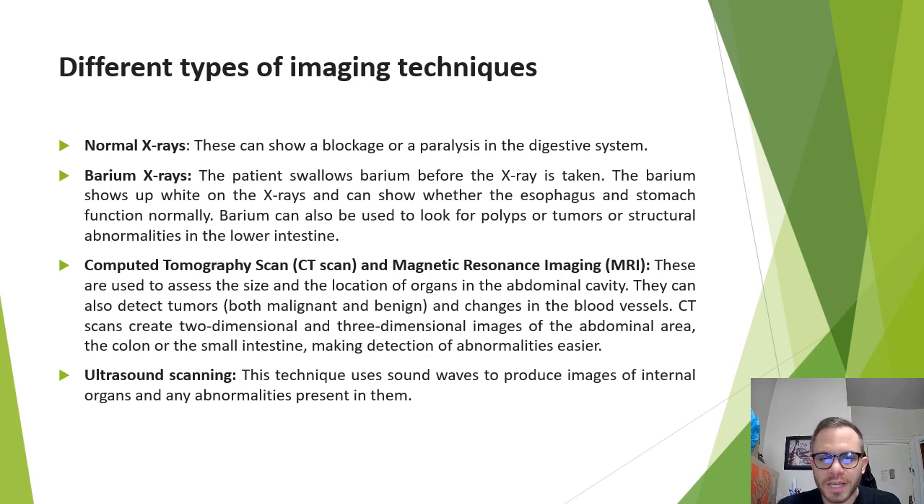Computed tomography scan, CT scan, and magnetic resonance imaging, MRI. These are used to assess the size and the location of organs in the abdominal cavity. They can also detect tumors, both malignant and benign, and changes in the blood vessels. CT scans create two-dimensional and three-dimensional images of the abdominal area, the colon, or the small intestine, making detection of abnormalities easier.